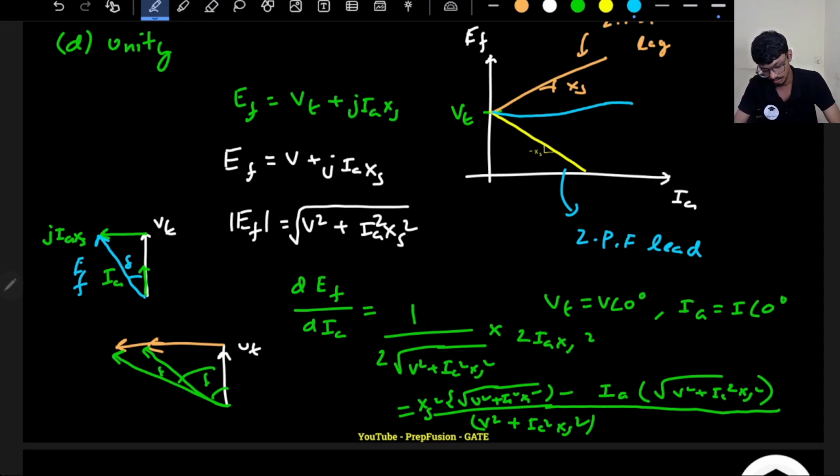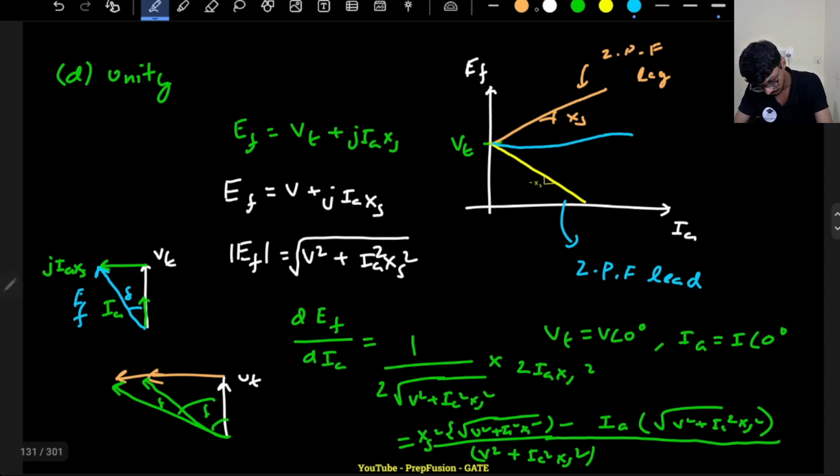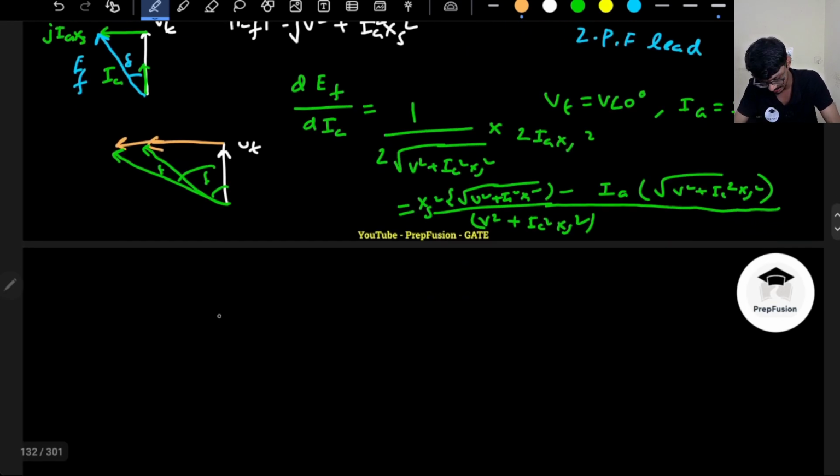Okay, now let us find a few key points. What is the key point? The key point is this one, right? This point, at the short circuit current, when it is EF by XS. When it is EF by XS, again the same thing, right? My magnitude of EF at this load, EF by XS, is equal to 1.414 EF.